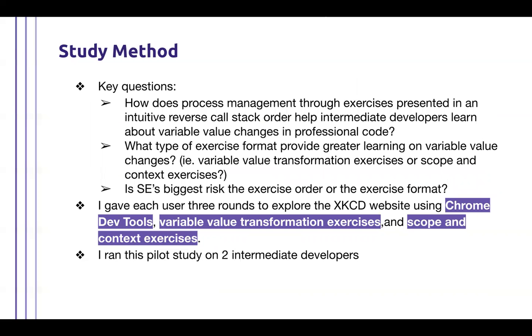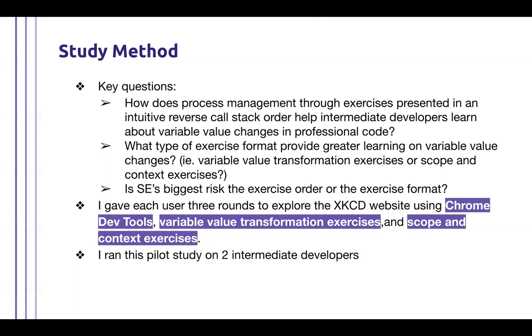So now I created a study this quarter where my main focus was answering these questions. How does process management through exercise presented in an intuitive reverse call stack order help intermediate developers learn about variable value changes in professional code? Also, what type of exercise format provides greater learning on variable value changes?